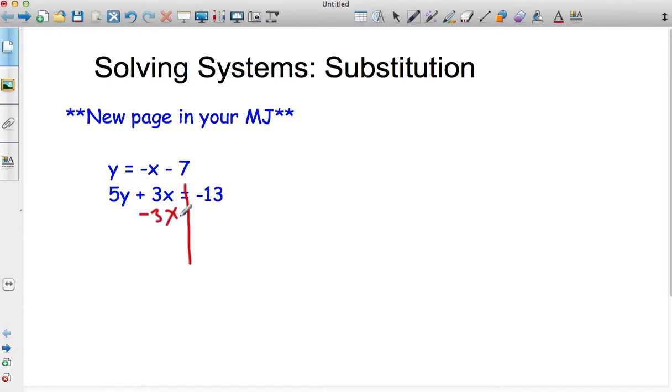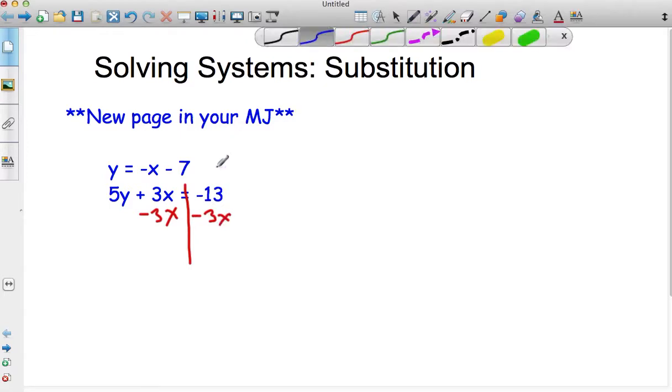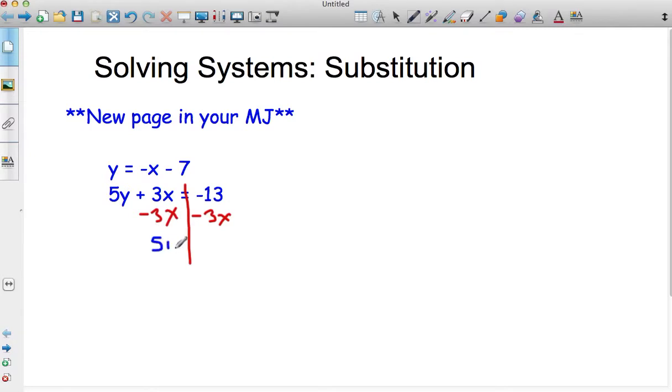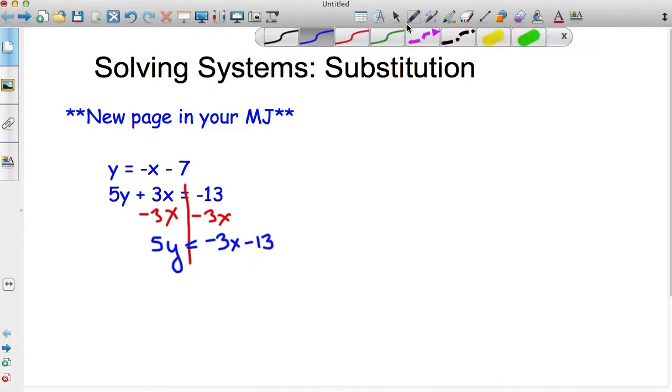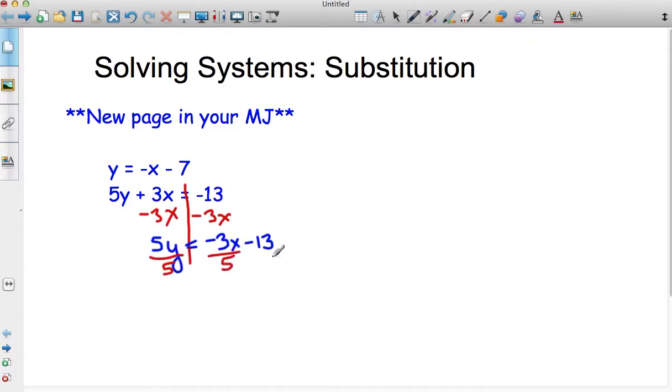Minus 3x, minus 3x, and then you end up with 5y equals, and I like to put the x's first, minus 3x minus 13, and then we need to get rid of the 5, and so we divide by 5, divide by 5, divide by 5. You could have written it all the way across if you'd like to. Right here, this is going to be then y is equal to this fabulous equation of a minus 3/5 x minus 13/5.